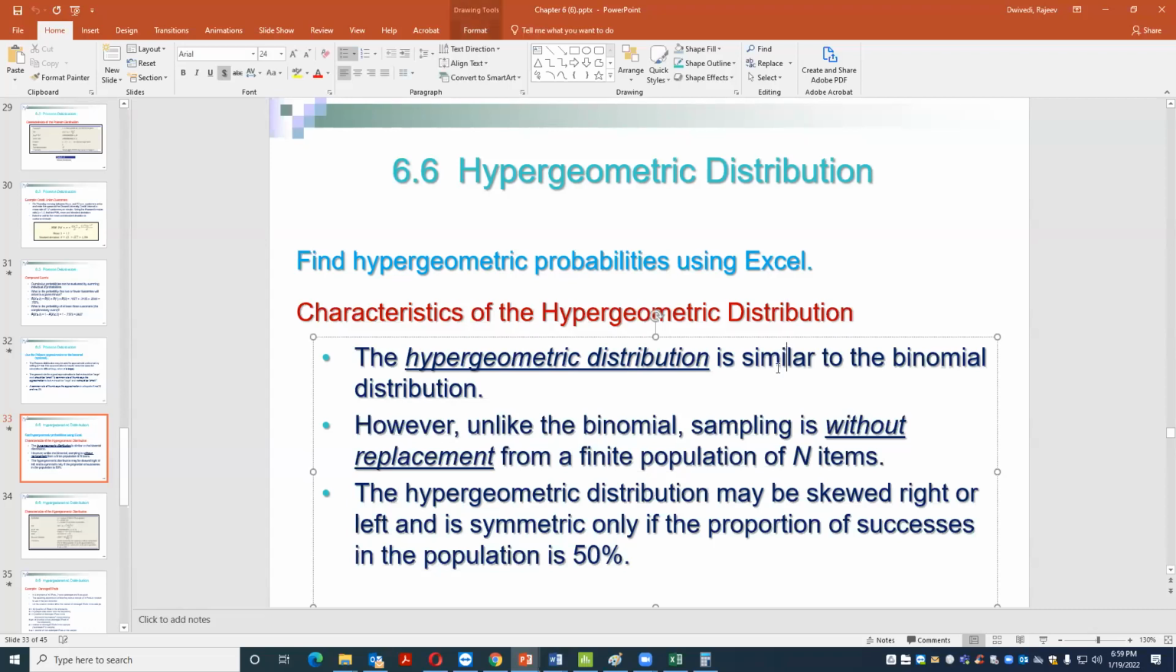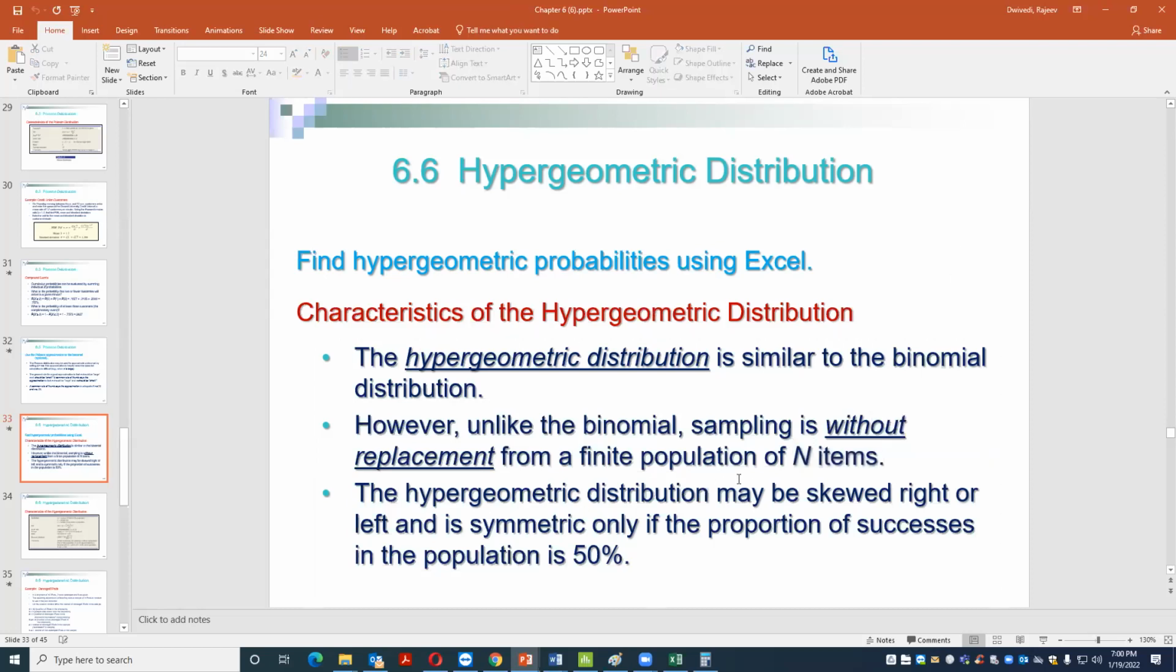It is similar to binomial, however, without replacement. So this is finite population. That means if any situation has a finite number, let's say in our online MBA program, 890 students or 1010 students are there. So that is the population of our Eastern Washington University online MBA program, out of which I'm taking a sample.